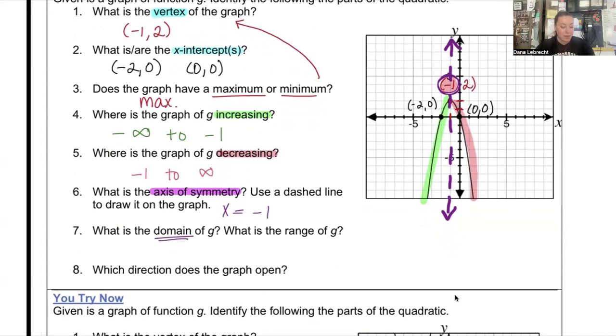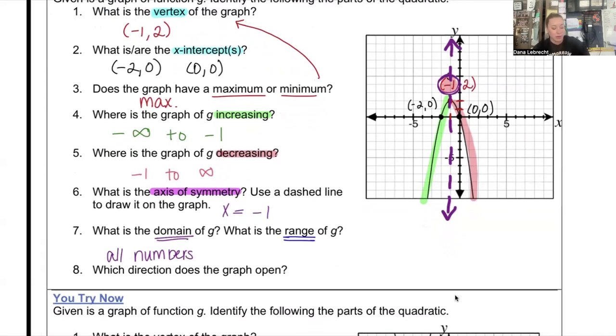What is the domain of G? So those are our x values, the input. Okay, our domain for pretty much all of our quadratics is always going to be all real numbers or all numbers. Okay, we're not really going to restrict those until we get to word problems where we have context.